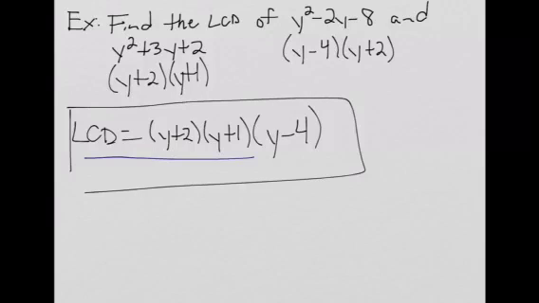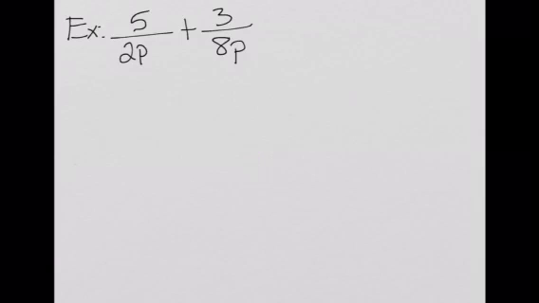Alright, so now that we know how to find LCD, let's go add and subtract rational expressions that have different denominators. Start off with kind of an easier one. Here we have 5 over 2p plus 3 over 8p. If we look, they're both pretty much factored, and my LCD of 2p and 8p just becomes 8p, the smallest number that 2p and 8p both go into.